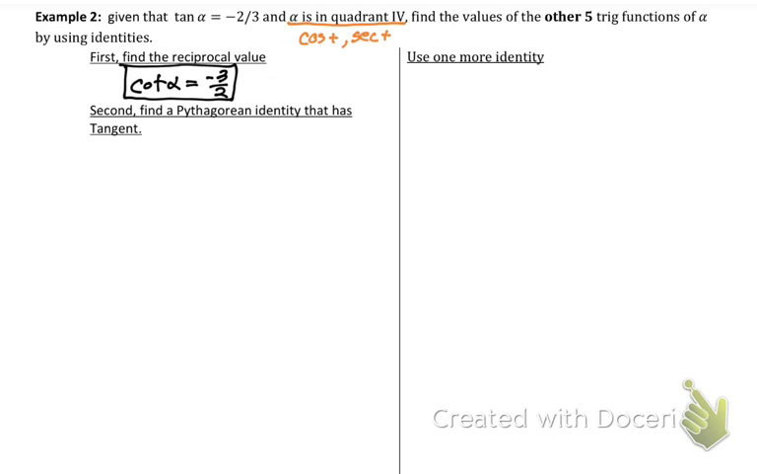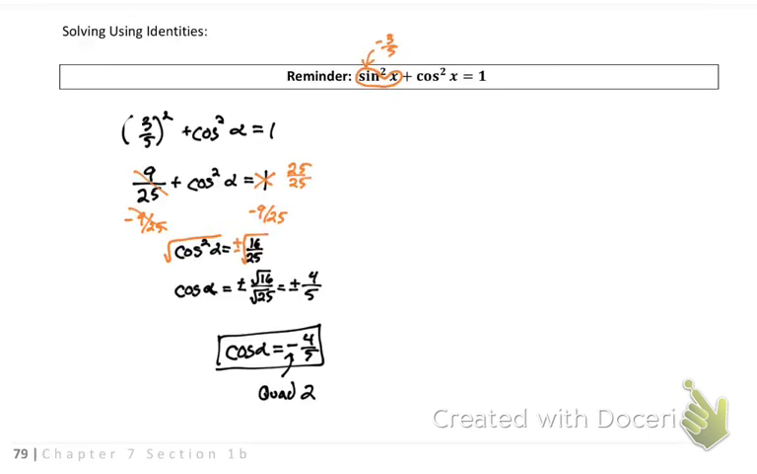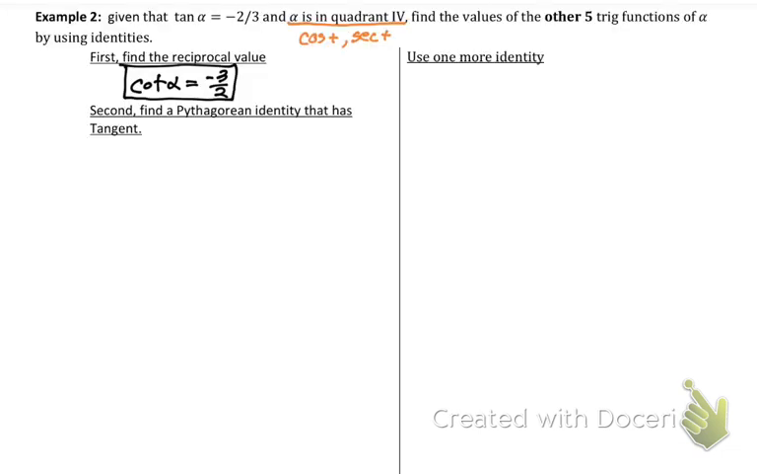That means I need to dig deep into my Pythagorean identities and find ones that have tangent and cotangent, because sine and cosine aren't going to cut it, because I don't know either one of those. So my hint is, if they give me tangent, find a Pythagorean identity that has tangent in it. Is there one that has tangent in it? And there better be, because there's one that has every single trig function in it.